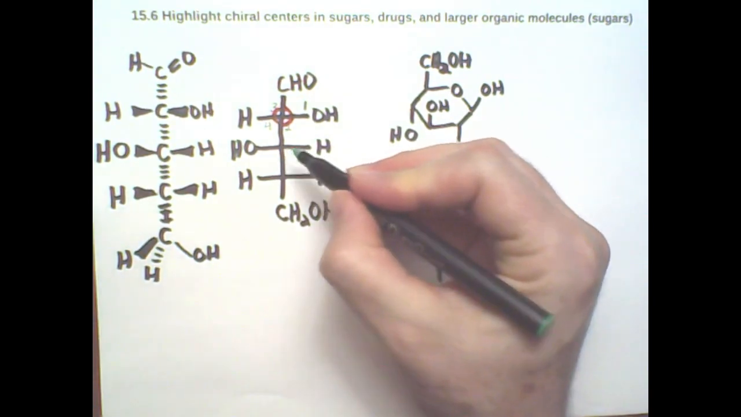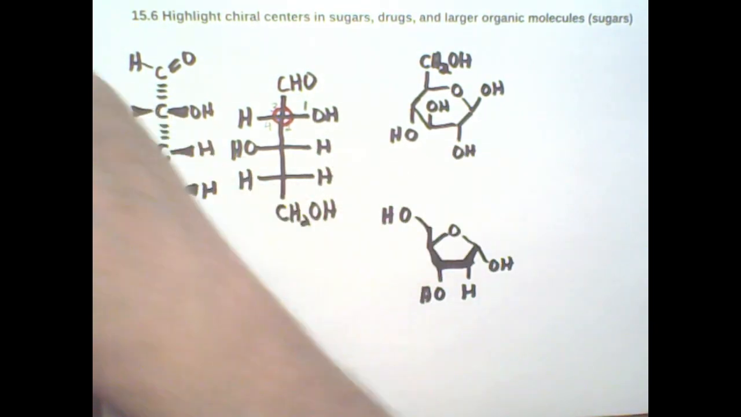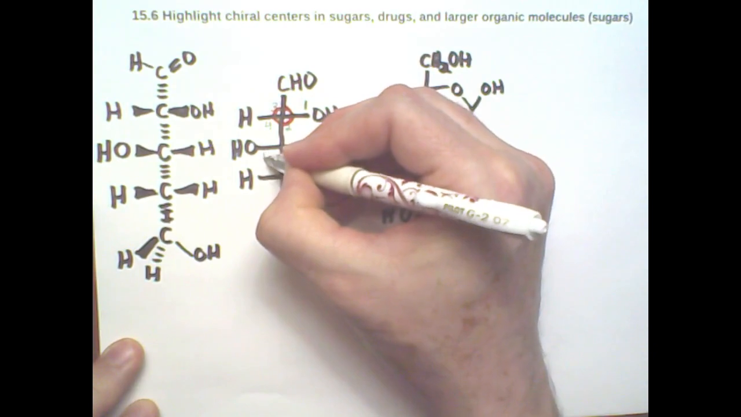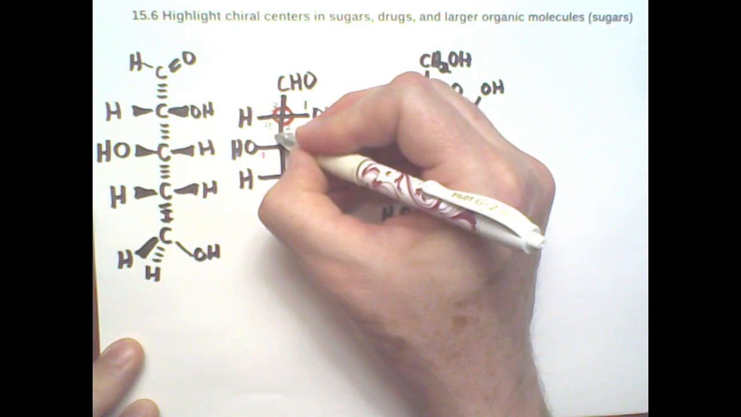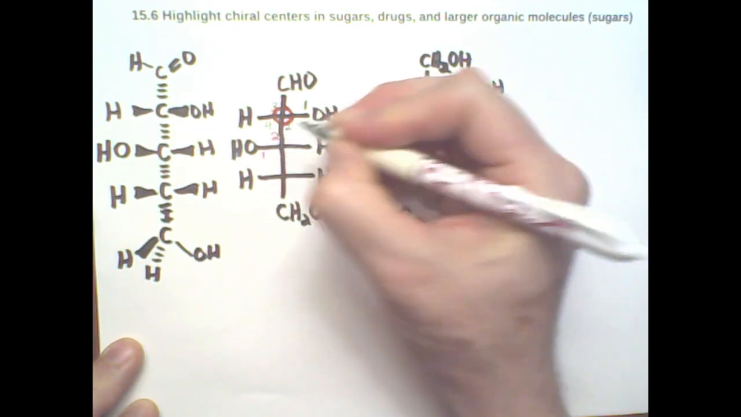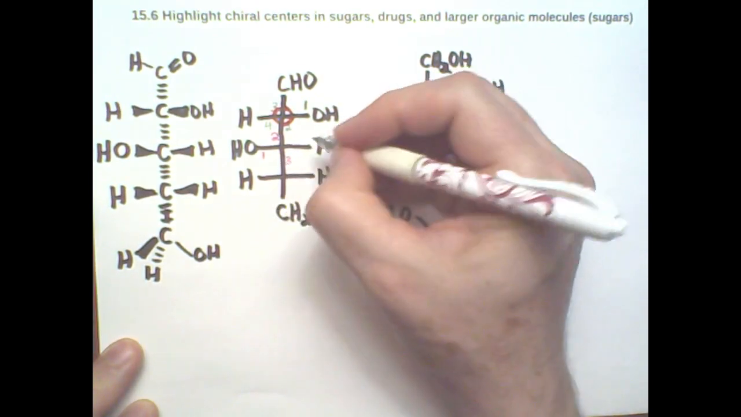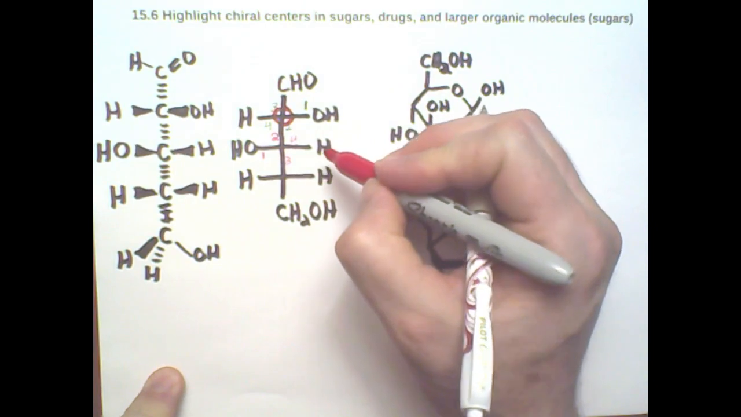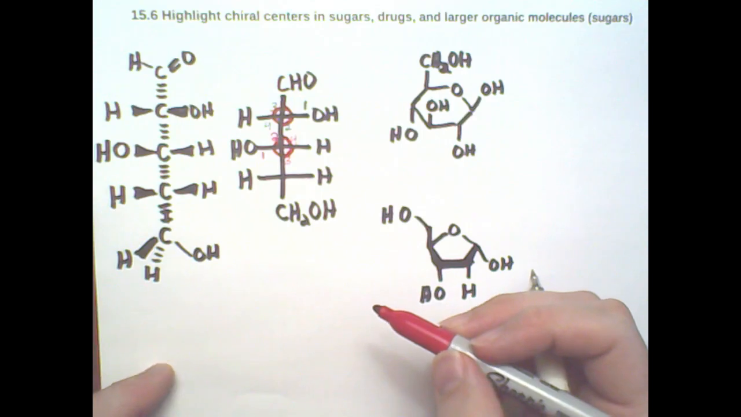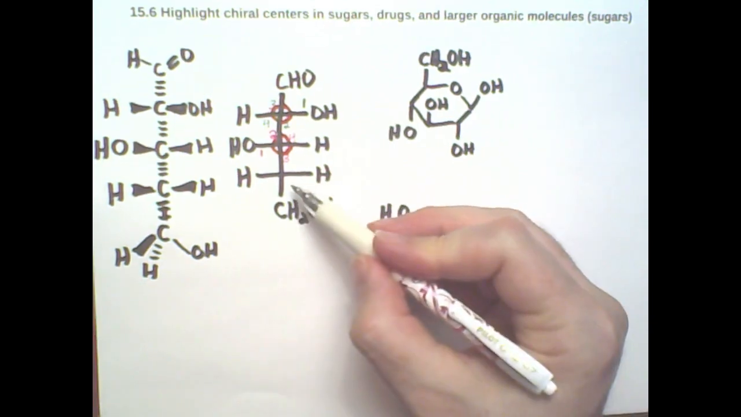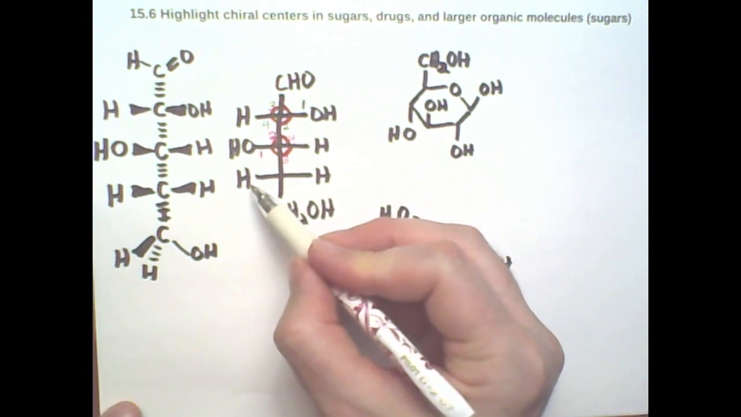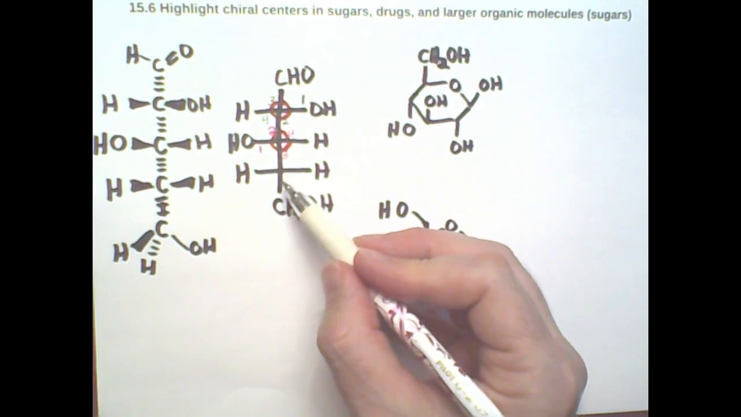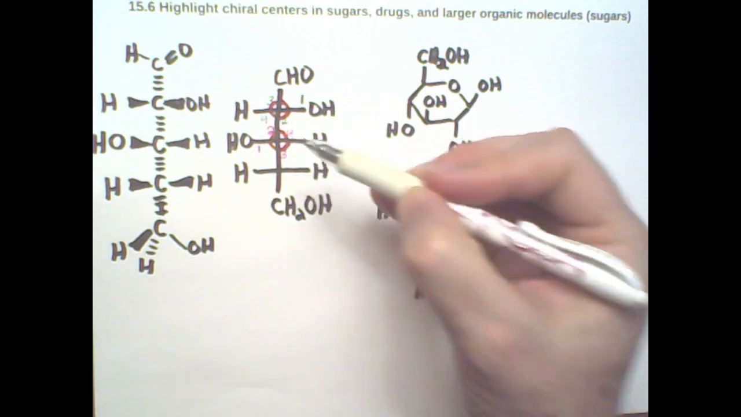We go to the next one. We don't need to number them properly. I'll do my best. That would be the first group. Going up here would be the second group. Going down would be the third, and the hydrogen would be the fourth, and they're all different. So once again, that's a chiral center. We go to this last one, and right off we can see it's got 2 hydrogens. So 2 of the groups are the same, so it is not a chiral center. So this sugar would have 2 chiral centers.